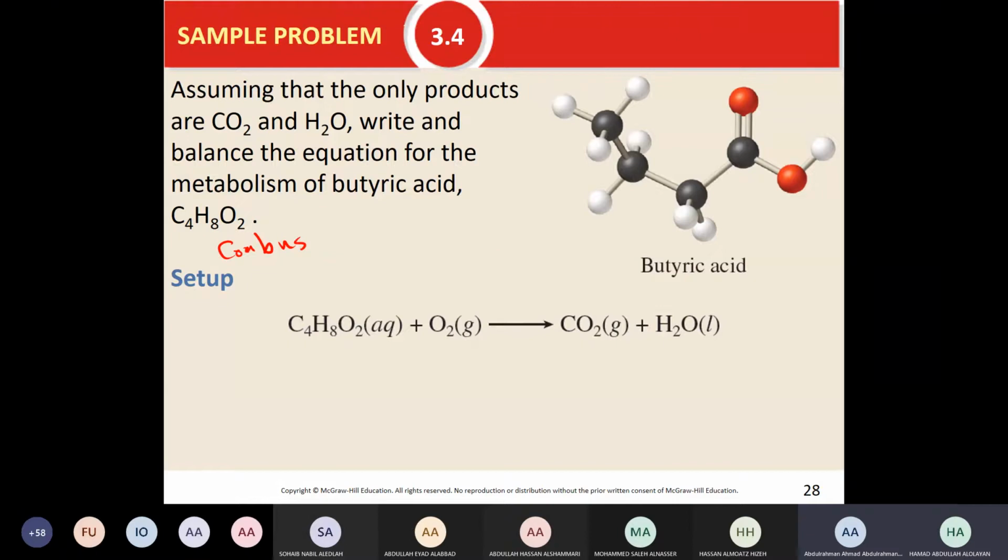Okay. What's the combustion reaction of C4H8O2? You write the combustion reaction. Did you write it? Yes. How does it look?